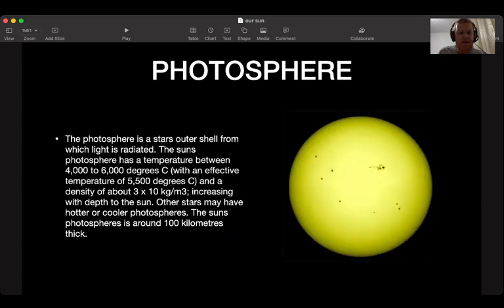Next, the photosphere. The photosphere is a star's outer shell from which the light is radiated. The sun's photosphere has a temperature between 4,000 and 6,000 degrees Celsius, with an effective temperature of 5,500 degrees Celsius and a density of about 3 times 10 kilograms per cubic meter.